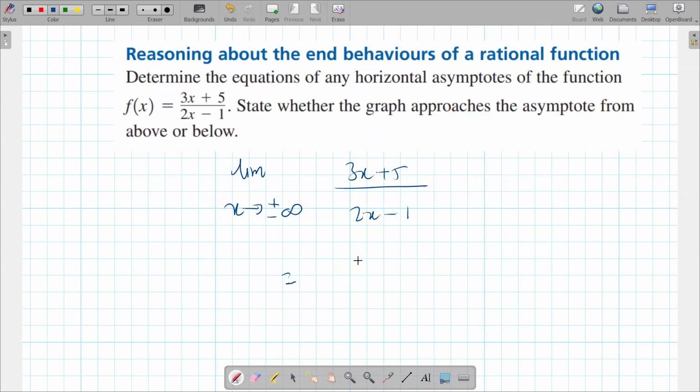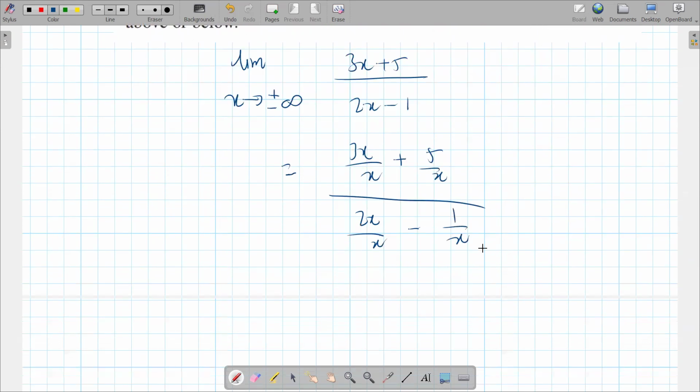What do we divide this by? What's the biggest power of x? It's x power 1, okay? So we're going to do 3x over x plus 5 over x over 2x over x minus 1 over x. This and this cancels out. This and this cancels out. 5 over a big number, 0. 1 over a big number, 0. So the asymptote here is 3 over 2.